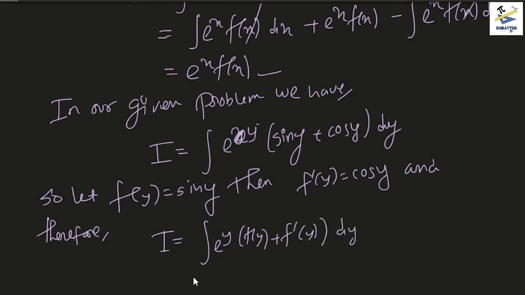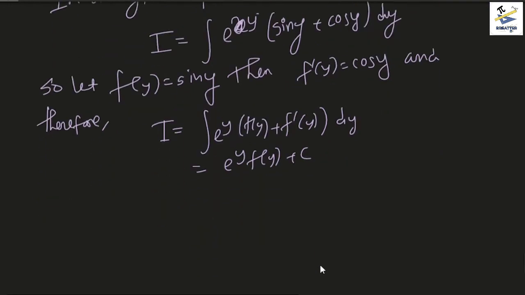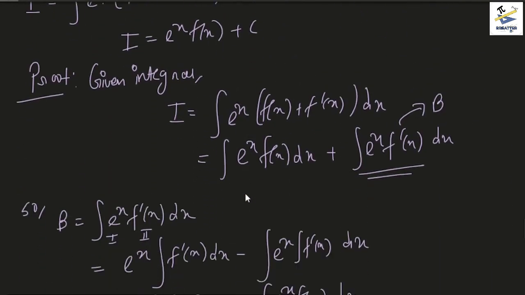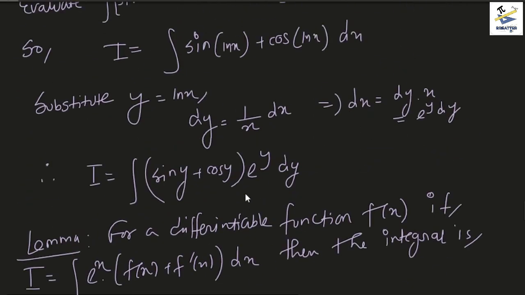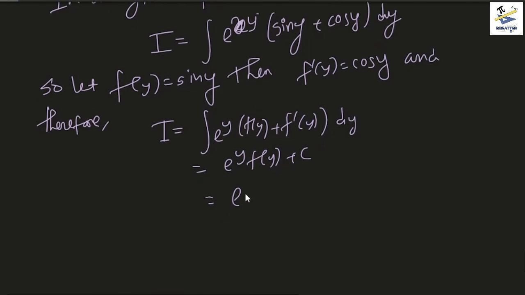And from the lemma we see that this is basically equal to e to the power y into f of y plus c. Putting back y, we get e to the power, and what was y again? Y was log of x, right? So we get e to the power ln x into f of ln x plus c. Now e to the power ln x is just x, and f of ln x is just sine of ln x, so the answer is x sine of ln x plus c, which is the answer to our integral.